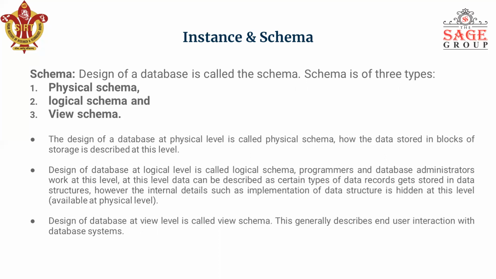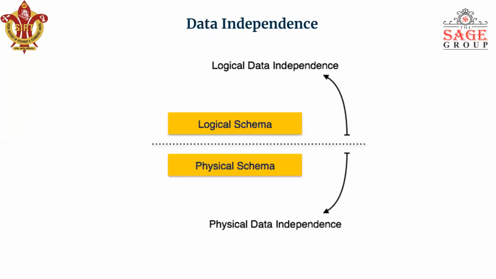The third one, the design of a database at view level is called view schema. Generally, it describes the end user interaction with the database system. The second topic is data independence. Basically, it is the ability to modify the data at one level without affecting the next higher level. There are two types of data independence: logical level independence and physical level independence.